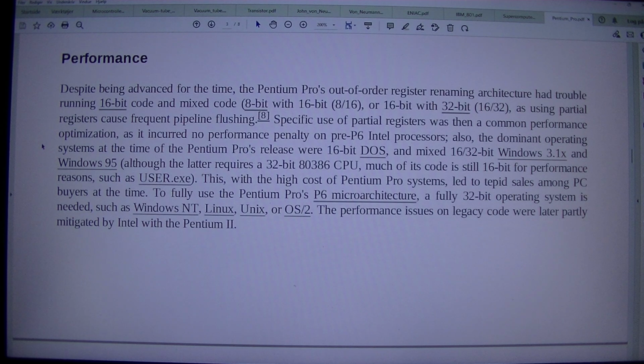To fully use the Pentium Pro P6 microarchitecture, a fully 32-bit operating system is needed, such as Windows NT, Linux, Unix, or OS/2. The performance issues on legacy code were later partly mitigated by Intel with the Pentium II.